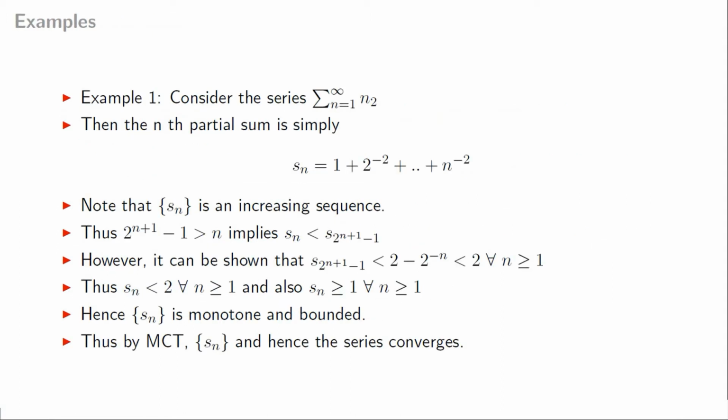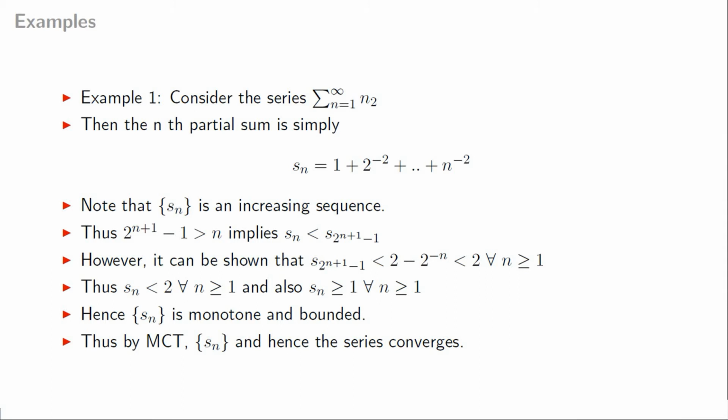So let us consider some examples. Consider the series summation n from 1 to infinity of 1 by n square. Then the nth partial sum is simply Sn equal to 1 plus 1 by 2 square plus 1 by 3 square up to 1 by n square. Note that Sn is an increasing sequence. Again, we have the inequality that 2 to the power n plus 1 minus 1 is greater than n, and since Sn is an increasing sequence, the above inequality implies that Sn is less than or equal to S of 2 to the power n plus 1 minus 1.